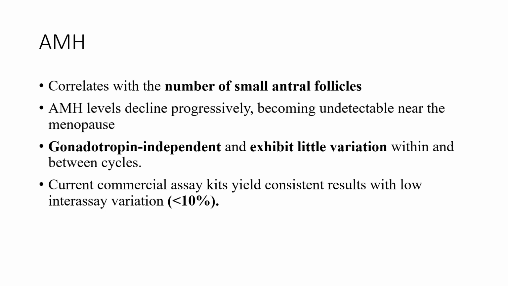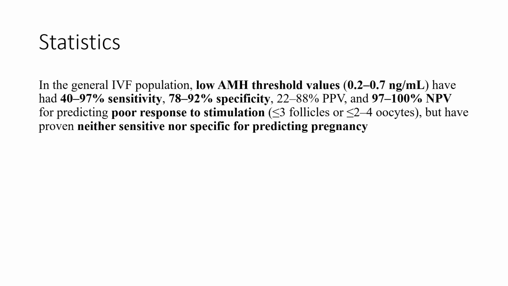Coming to the statistics part, let's discuss the positive predictive value, the sensitivity, and the specificity of the test. If the threshold of AMH is taken as low, then it has a very high specificity, about 78 to 92%. As we know, if the specificity increases, then sensitivity obviously goes down. So it has a low sensitivity, that is 40 to 97%.